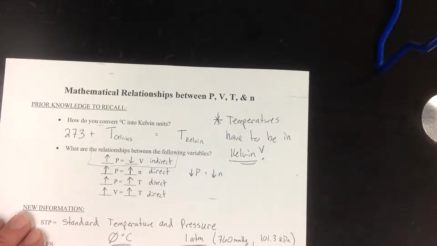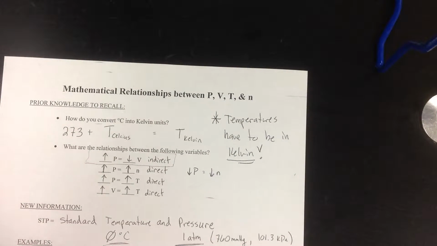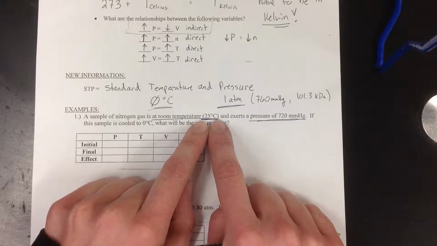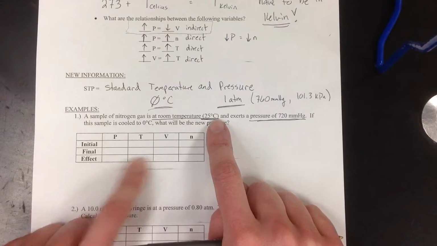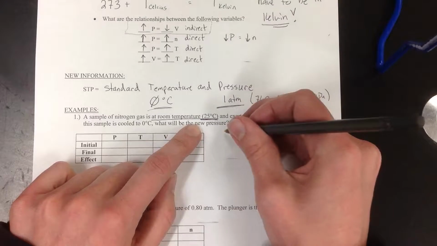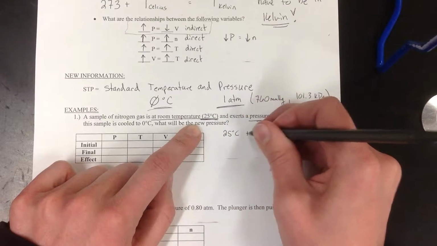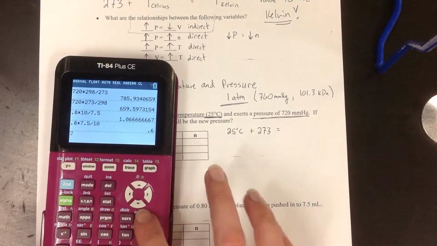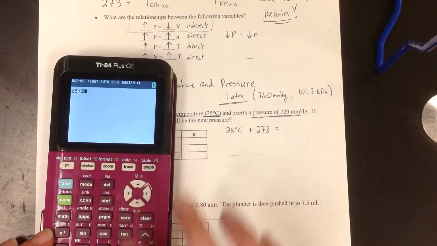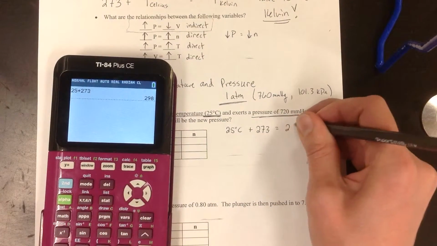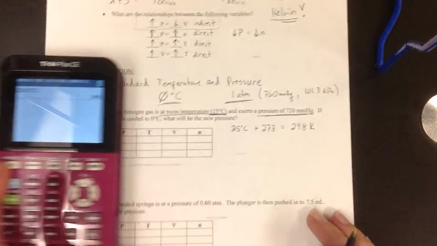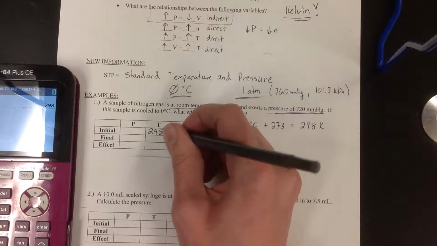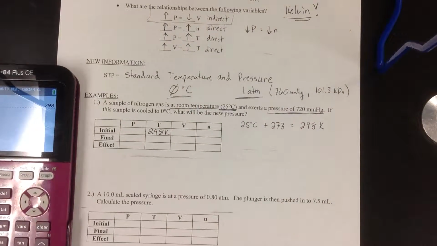Before we can plug them into these equations, you have to have them in units of Kelvin, not degrees Celsius. Here, our starting temperature is 25 degrees Celsius. I need it in Kelvin before I can plug it into this chart. So I'm going to take my 25 degrees Celsius, add 273, and I get 298 Kelvin as my starting temperature. That's the number I'm going to put here in my initial box for my temperature, 298 Kelvin.